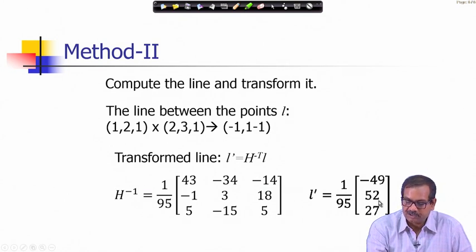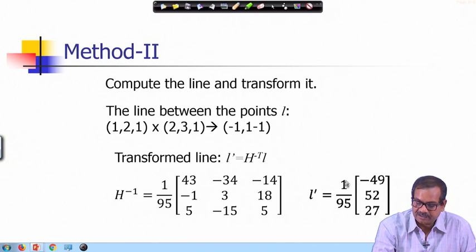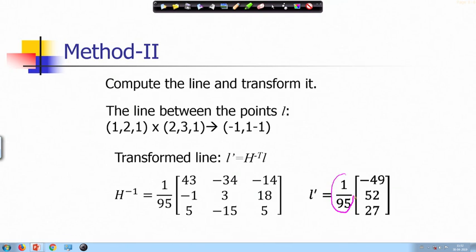So, if you do these computations, your line will come in this form. So, you can ignore the scale factor here. You know that it is same as representation of minus 49, 52, 27 column vector itself, and it will give you the similar equation of straight line what you have derived earlier also by the method 1 which we discussed in the previous slides. So, this is the equation of the straight line that you will get.